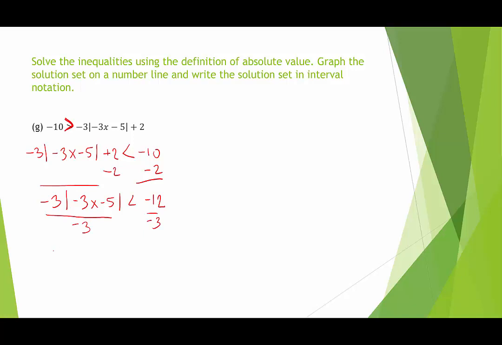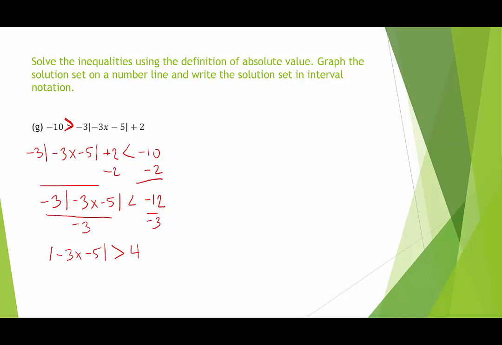When we divide both sides by -3, what's that going to do to our inequality? It's going to flip it around, right? We divided both sides by a negative. This goes back to being greater than. So we're back where we started. So now we have the absolute value of -3x minus 5 is greater than 4.